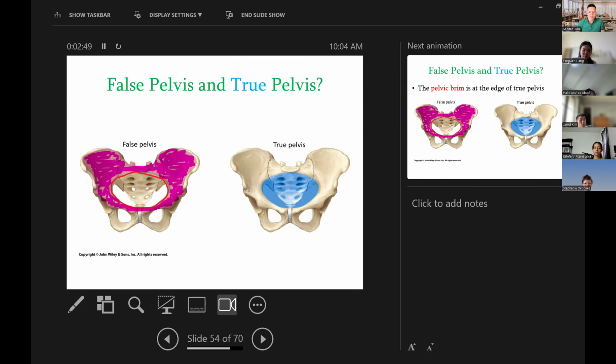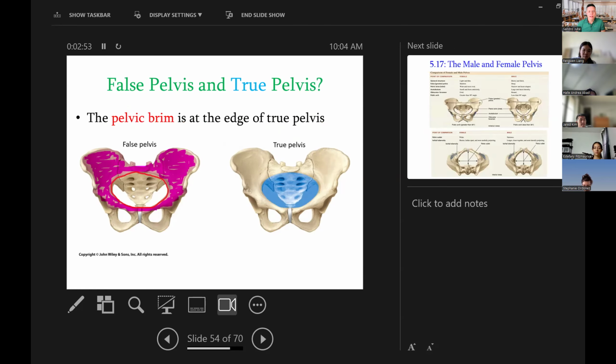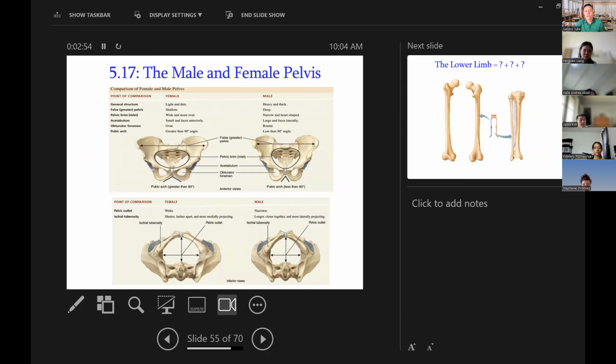All right. That being said, let's take a look at some differences between the male and the female pelvis. Folks, everybody look up here.